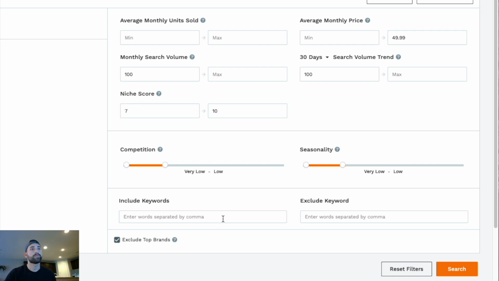However, if I was looking for shoe ice grips or shoe grips for the winter months, I might put in here ice grips, or I might put in shoe grips, something that I'm specifically looking for, and then I would find that strong product niche and base my listing off of that. But for now, we'll leave that empty, and then also the bottom here, exclude top brands. We don't want those outliers like Nike, Apple, Adidas, if you're searching for clothing, to really skew the data that you're going to be looking at.